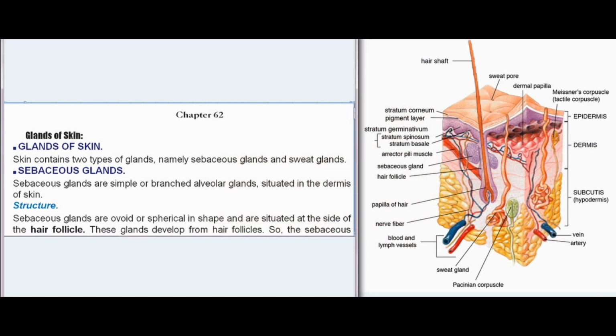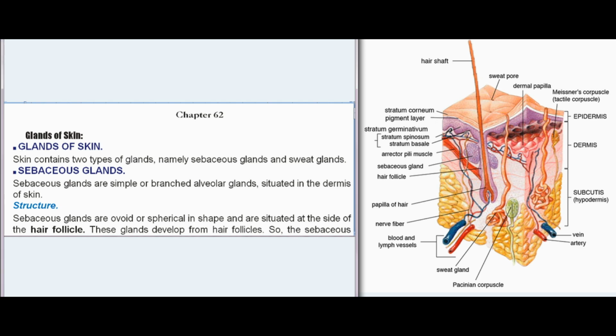Chapter 62: Glands of Skin. Skin contains two types of glands, namely sebaceous glands and sweat glands. Sebaceous glands are simple or branched alveolar glands, situated in the dermis of skin.